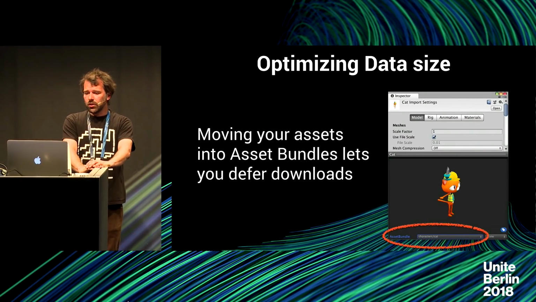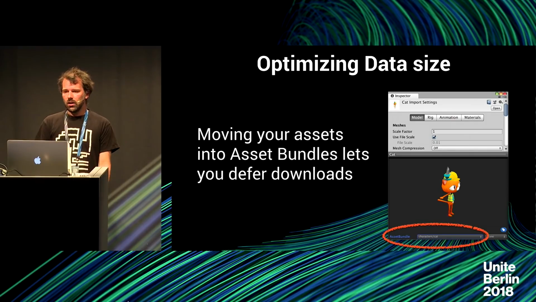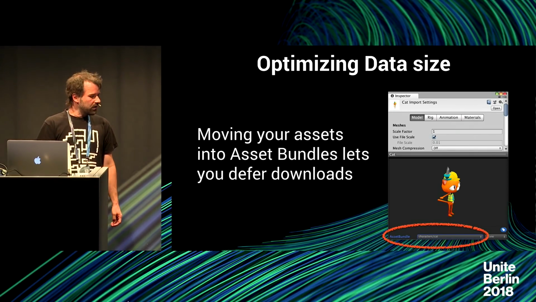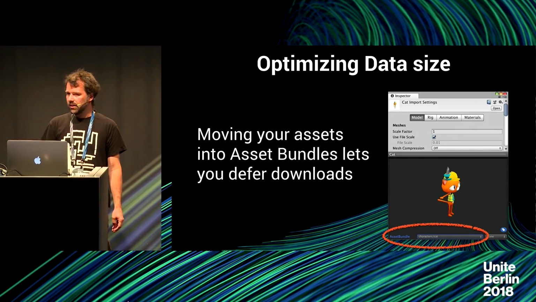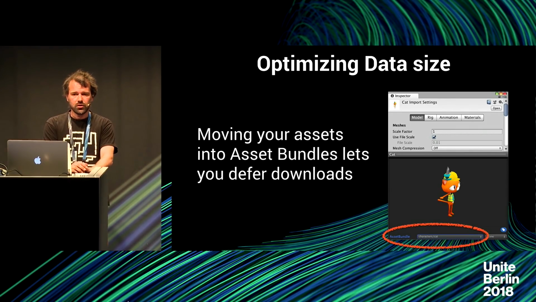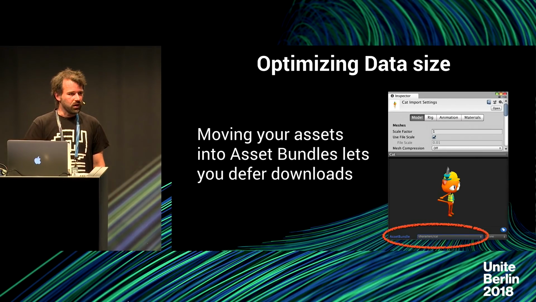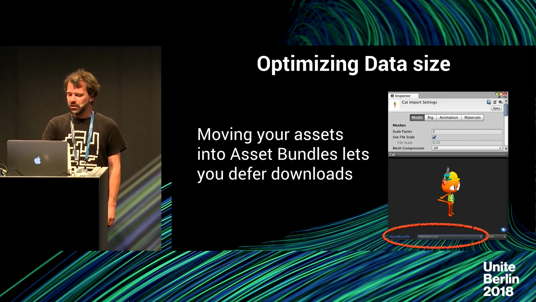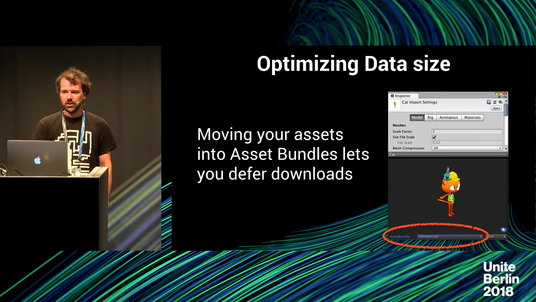Now, the final thing I want to talk about for asset data size, if you've done all these things and you find that you still can't get your build small enough, you should consider putting your assets into asset bundles. Asset bundles in Unity allow you to store assets in a file outside of your main build data. I'm not going to go into details about how to do that, because that's a subject by itself, and there's a lot of tutorials and documentation about that.